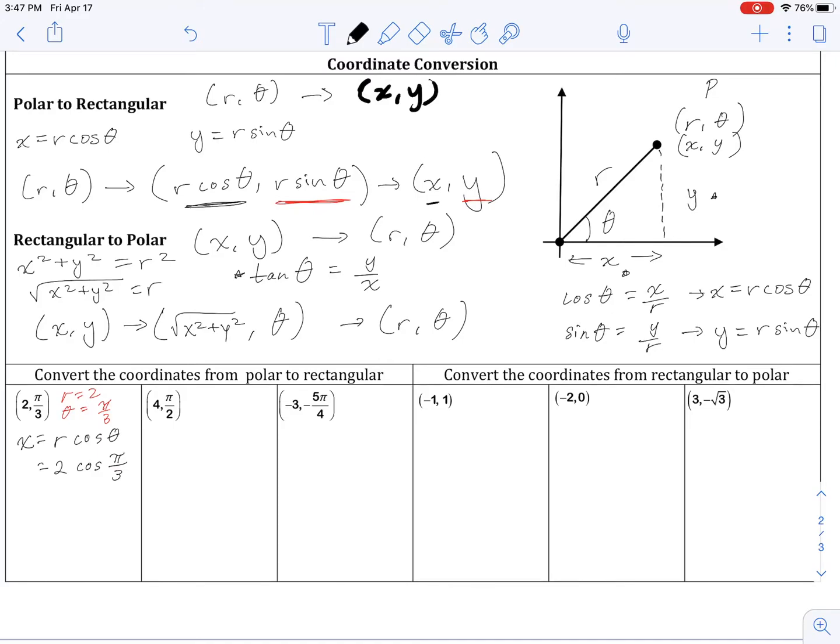Now I know it's been a while, but try remembering your unit circle or your trigonometric identities. 2 times cosine of pi over 3 would be 2 times 1/2, which is equal to 1. Now, what about our y value? Y is equal to r sine theta. So if r is equal to 2, sine of pi over 3 would then just give me 2 times root 3 over 2. So our final coordinate would just be our x is 1 and our y value is root 3. So there's our coordinate there. Let me go ahead and box that.